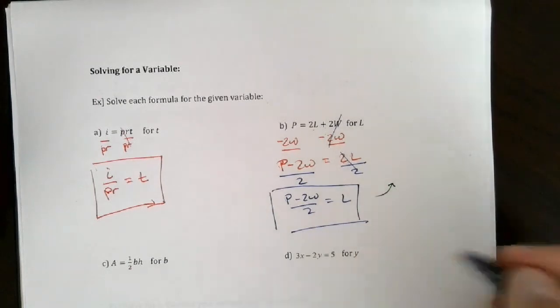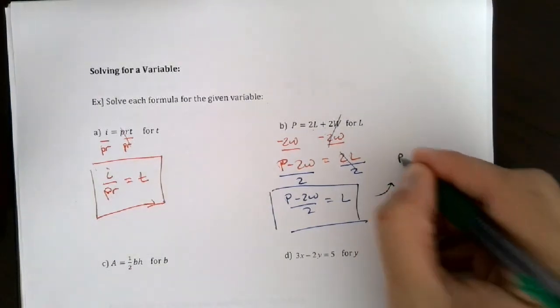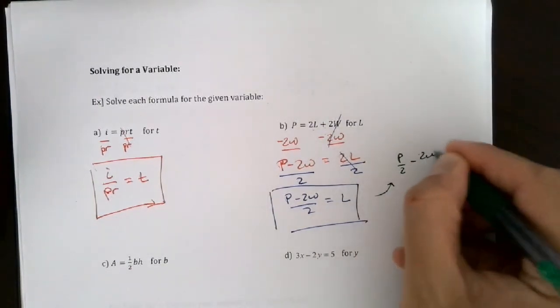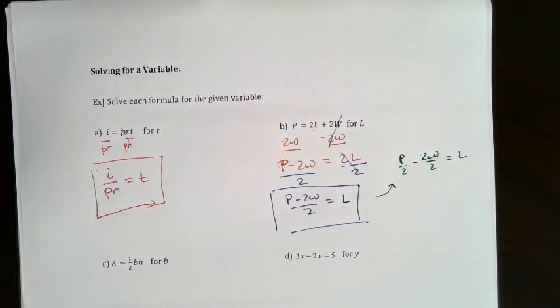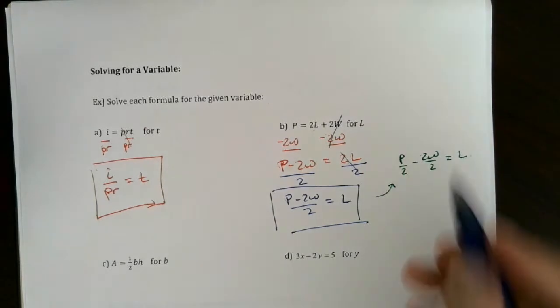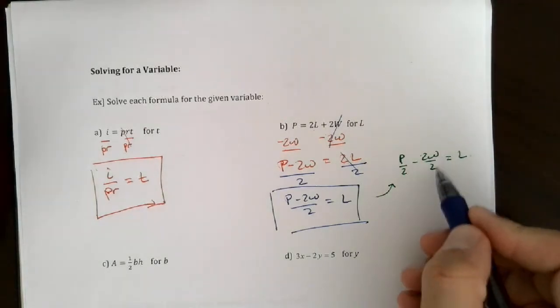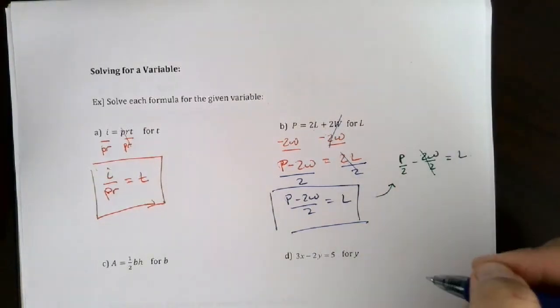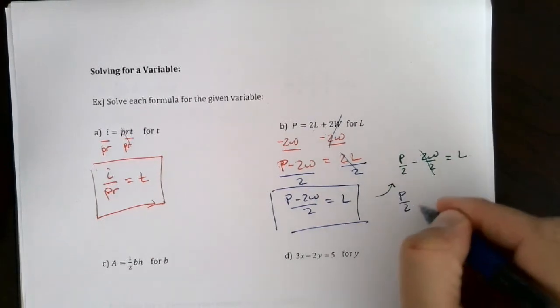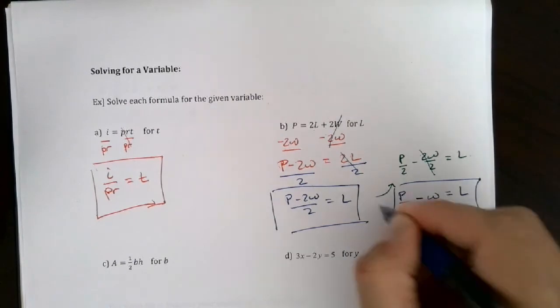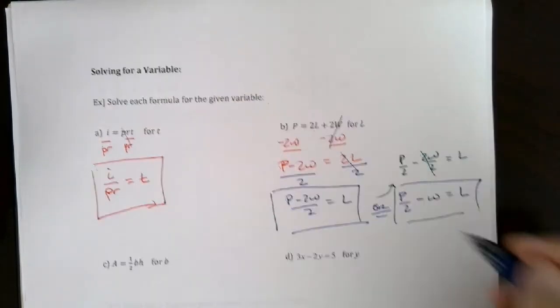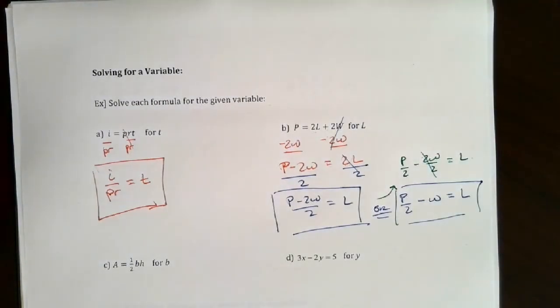So the equivalent to this would be P over 2 minus 2W over 2 is equal to L. Those are equivalent. And then now, because we only have multiplication in the numerator of the fraction, we can cancel with the division of 2, which cancels here, so I get P over 2 minus W is equal to L. Alright, so one or the other here is okay. They're both acceptable answers.